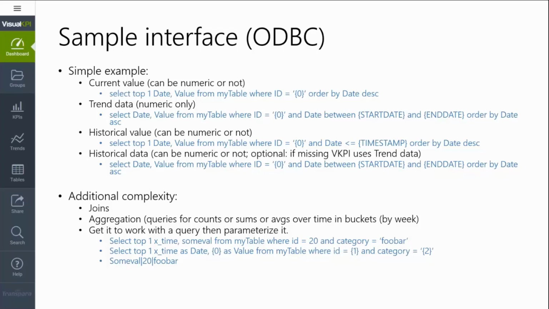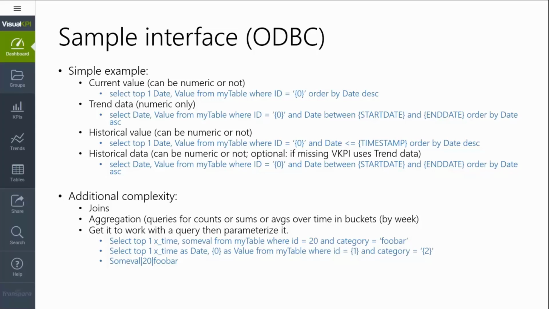For all our data sources, our interfaces need two things back. It needs a date and a value. And in ODBC, it's actually looking for those as the return columns, date and value. So for a current one, there's a nice, clear example: give me the top one, date, value from a table where ID equals some parameter. Okay, so we're getting back the most current date and value.